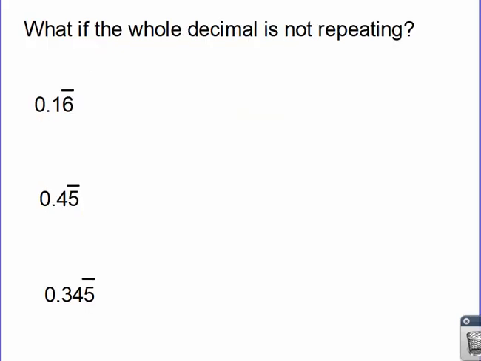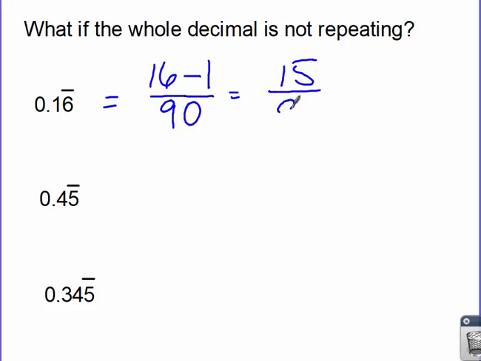So let's go back to that page and see if we can do this. Again, I'm not focusing on the simplifying. I'm just focusing on whether you can get the fraction equivalent. The first one is 0.16 with the 6 repeating. For my numerator, I take the whole decimal and subtract the number formed by the non-repeating part, the 1. So 16 minus 1 equals 15. For the denominator, the 6 is repeating, so I put a 9 for it. And the 1 is not repeating, so I put a 0. So we end up with 15 over 90, and we simplify.